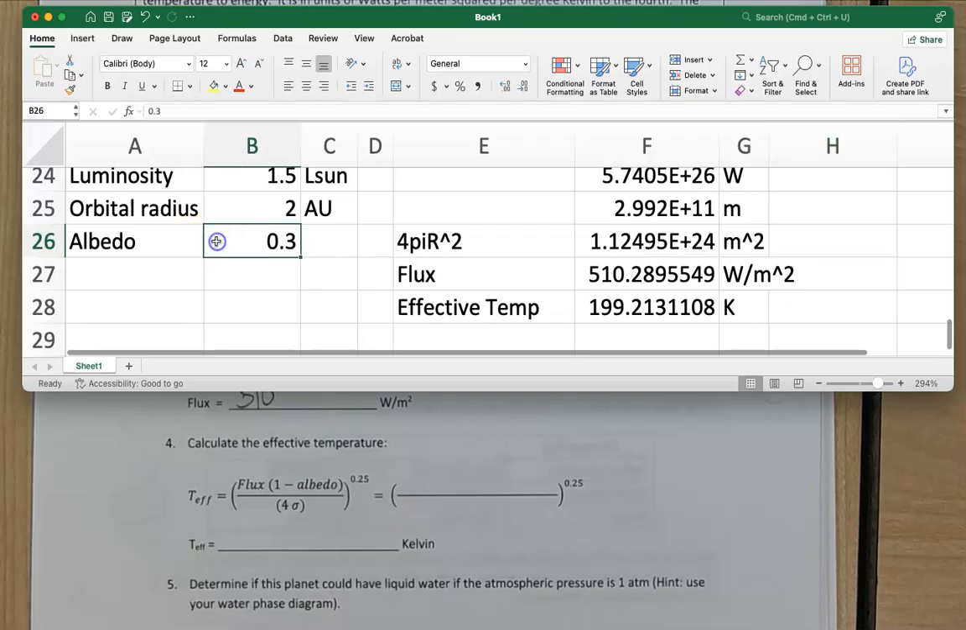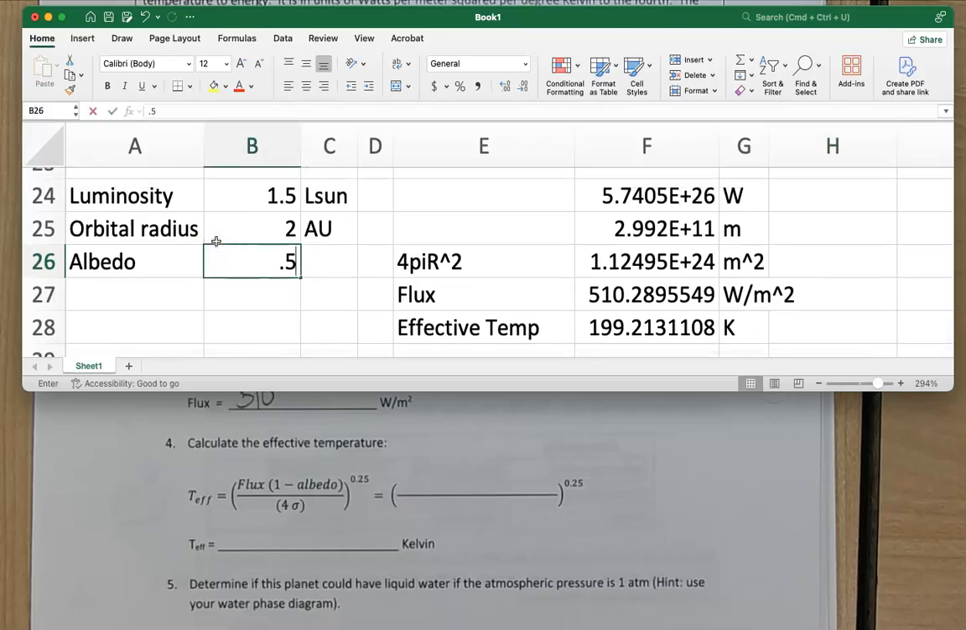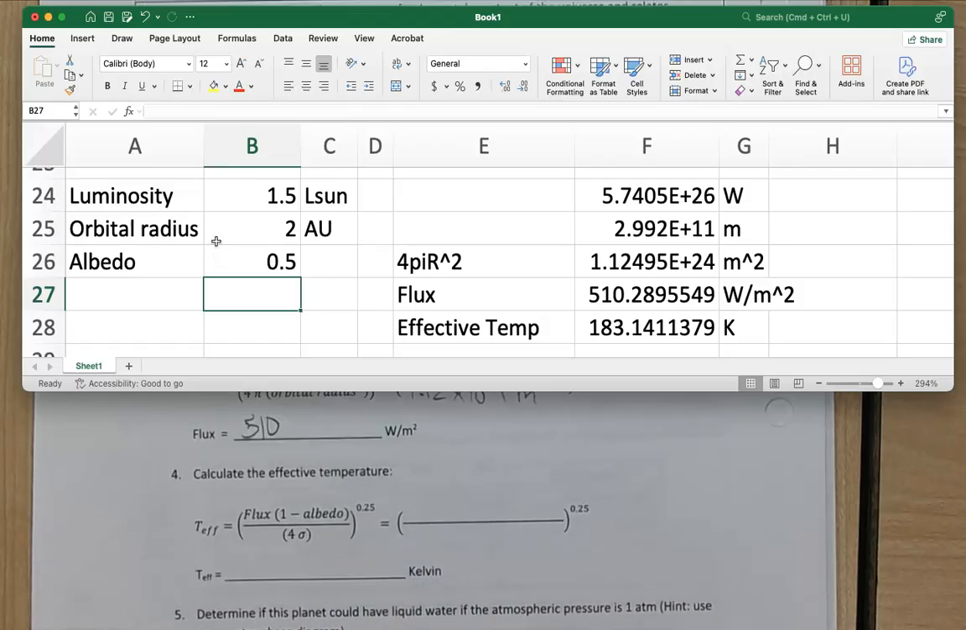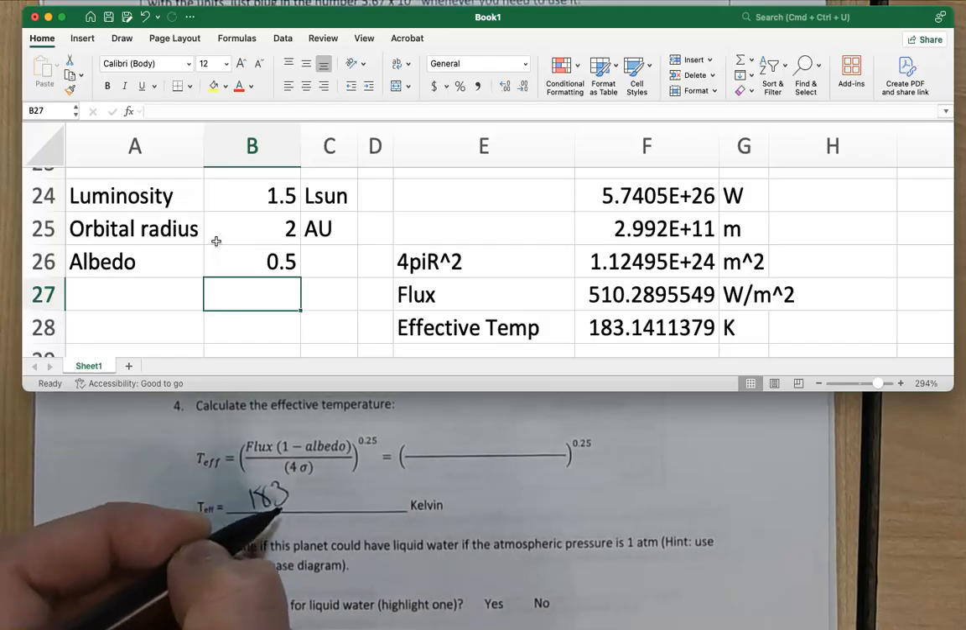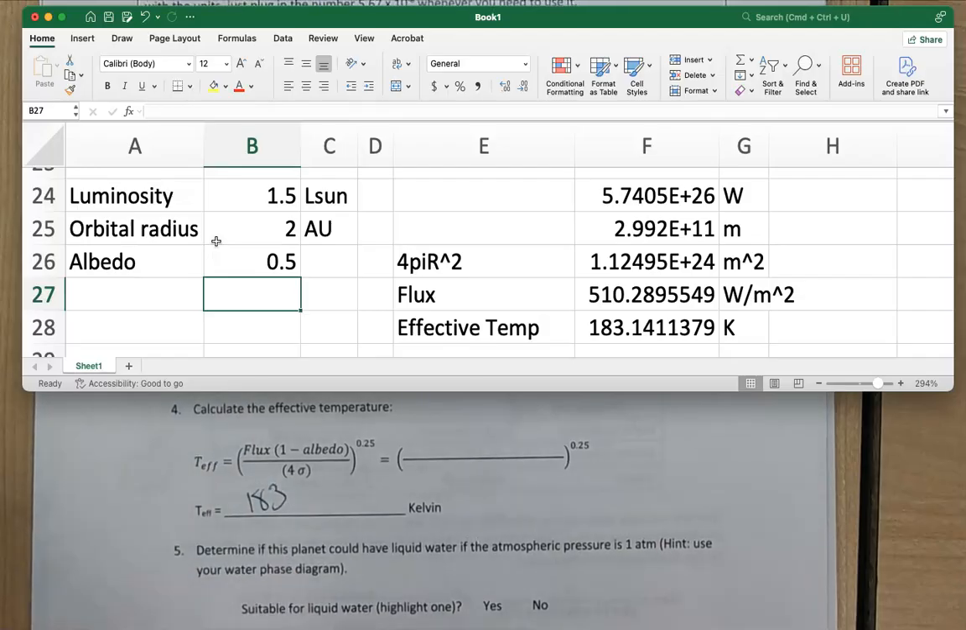Then, with an albedo of 0.5, I'm not going to fill this out. Hopefully you did, as a way to keep track for yourself. But that has an effective temperature of 183 Kelvin. So that's a pretty cool planet, right?